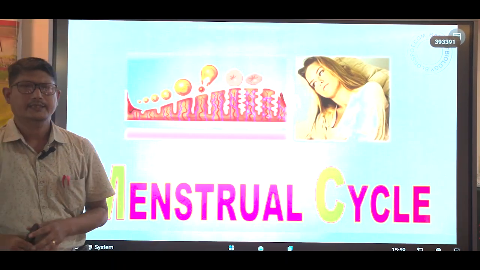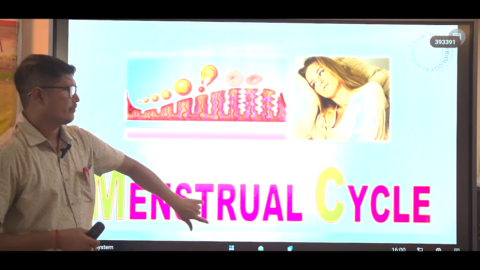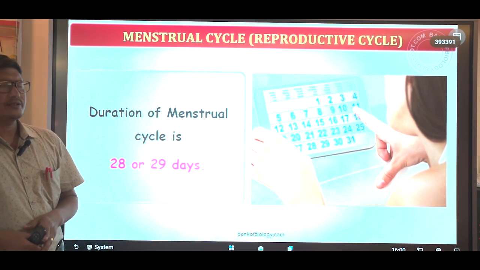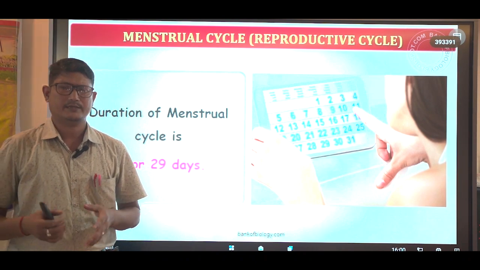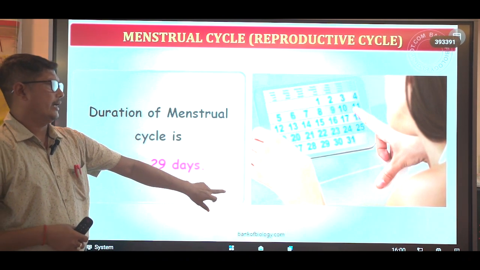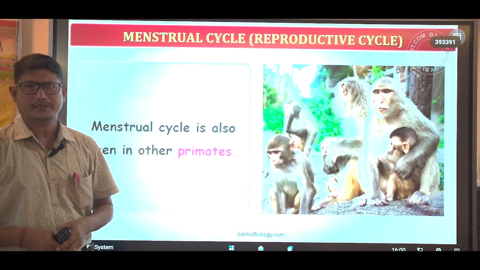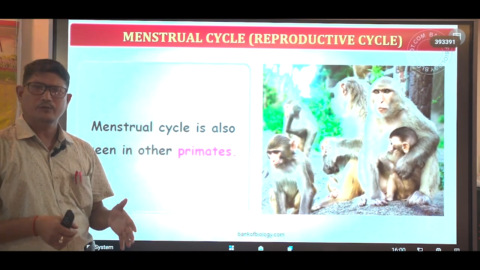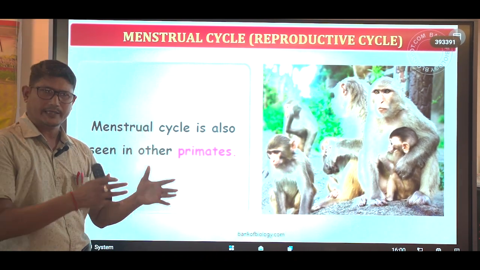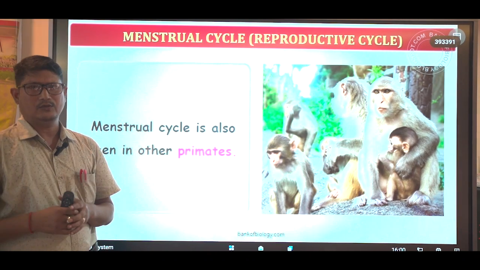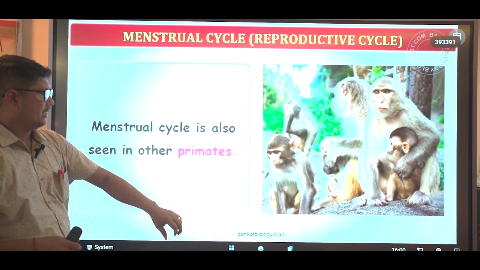Now let us see the process of the menstrual cycle in the female reproductive system. This is a cycle which repeats every 28 to 29 days in human females, and this cycle is also seen in non-human primates. In primates and non-human primates, this reproductive cycle is called the menstrual cycle, whereas in other mammals, it is known as the estrous cycle. It is quite different from the menstrual cycle.